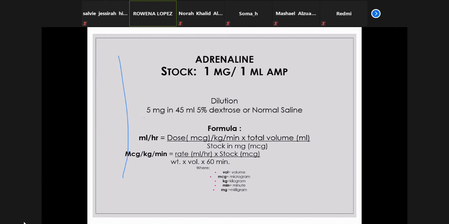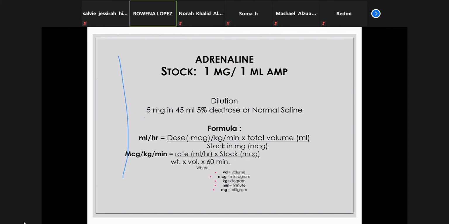So the next is adrenaline. Usually the stock of adrenaline is 1 milligram per ampule. So our dilution is 5 milligrams in 45 ml, 5% dextrose or saline, and the formula is the same as dopamine and dobutamine, okay? The dose in microgram multiplied by kilograms multiplied by 60 per minute multiplied by the total volume, which is 50, and the stock in milligrams, so 5 milligrams multiplied into micrograms, so times 1,000, that would be your ml per hour.